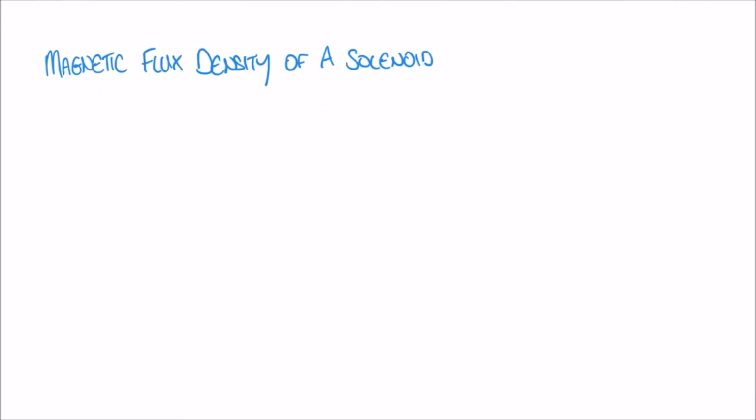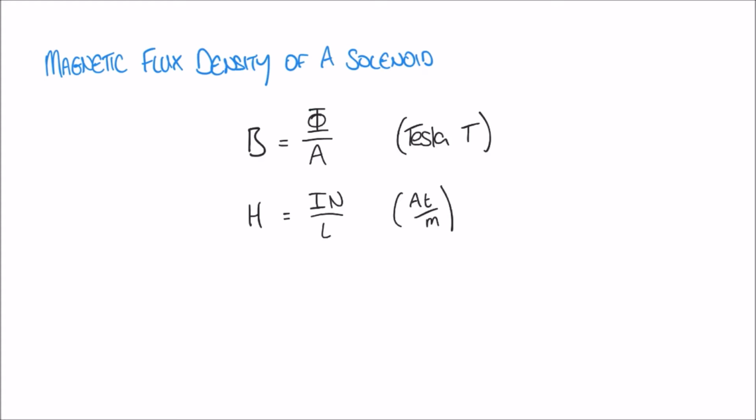In our previous video, we looked at two key concepts linked to our topic of electromagnetic fields. The first was magnetic flux density, which we represent by the letter B, and we said that magnetic flux density is equal to phi over A, magnetic flux divided by area, measured in Tesla. And the second was magnetic field strength of a solenoid, calculated by multiplying the current in the solenoid by the number of turns in the solenoid coil divided by the length, measured in amp turns per meter.